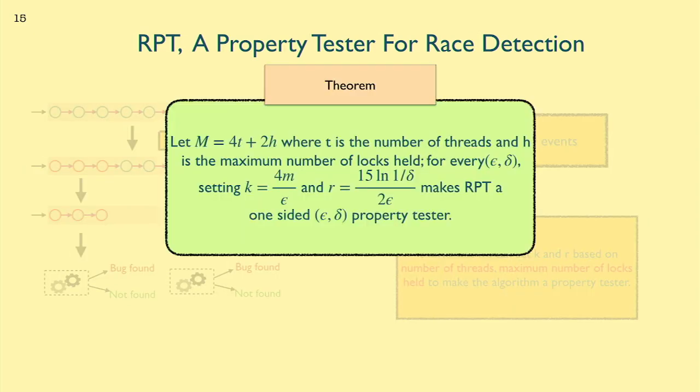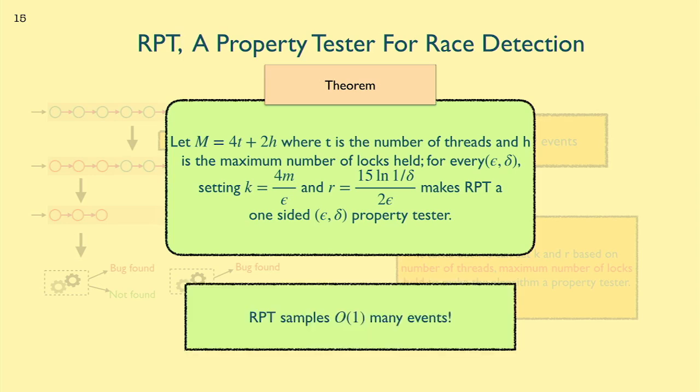So more formally, our theorem states that let M be 2t plus 2h, where t is the number of threads and h is the maximum number of locks. For every possible combination of epsilon and delta, we can set k and r to be the following values to make RPT a one-sided epsilon-delta property tester. And this means that if we take the number of threads and locks to be constant, RPT is sampling constantly many events.